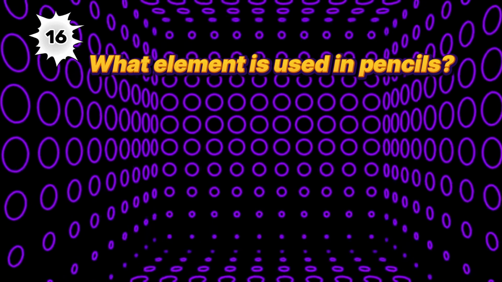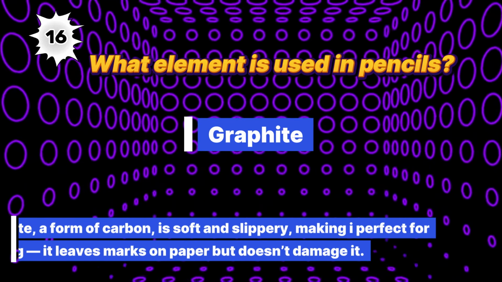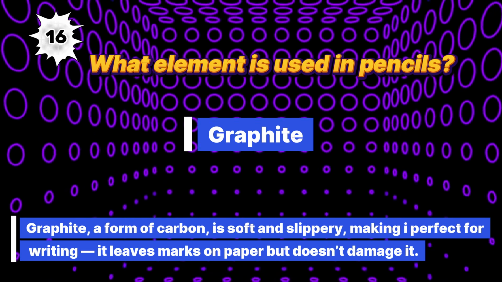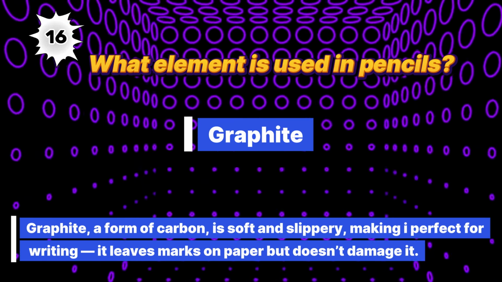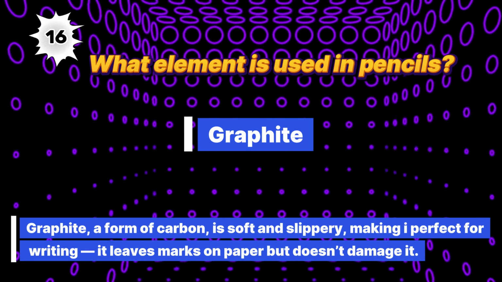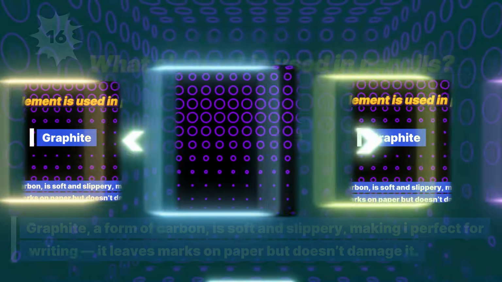The right answer is graphite. Graphite, a form of carbon, is soft and slippery, making it perfect for writing. It leaves marks on paper but doesn't damage it.